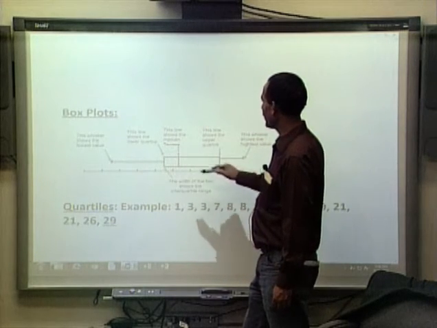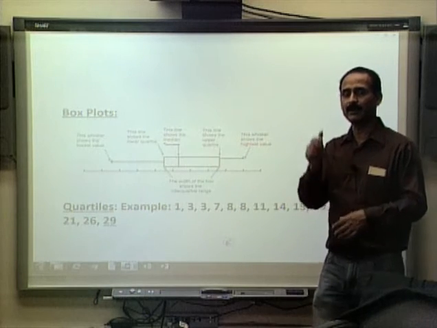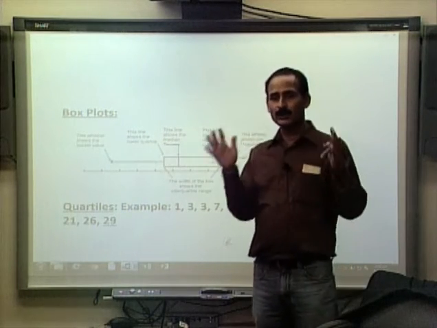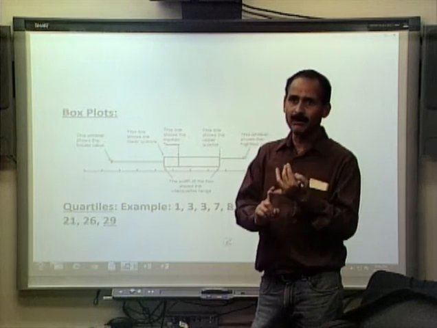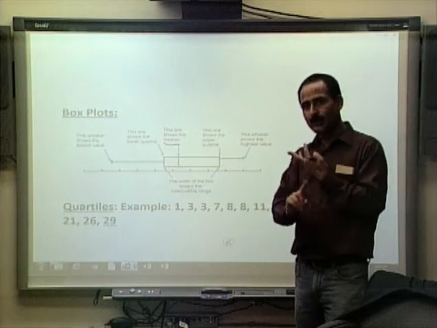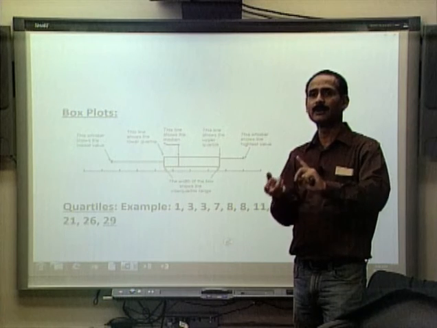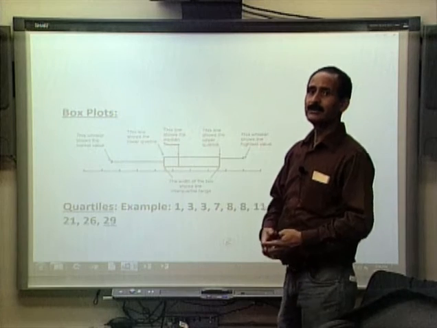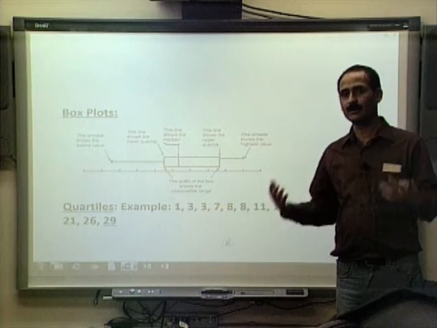This is the upper quartile, and the median is in between the lower quartile and upper quartile in the box. So, basically, in order to construct a box plot, we need to know the minimum of the data, the maximum of the data, the lower quartile of the data, the upper quartile of the data, and the median of the data. We already know how to calculate the median. So, let us work on how to find the quartile.